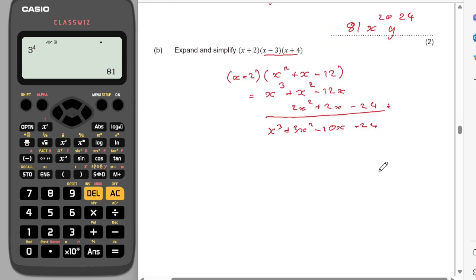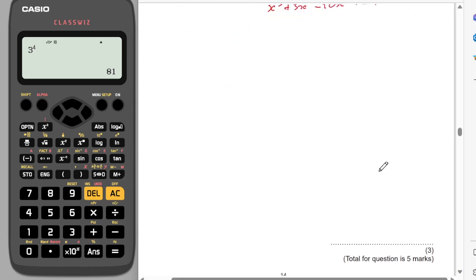There are other ways you can do that. Multiplying it out using a grid is absolutely fine. Very acceptable way of doing it. So x squared plus x cubed plus 3x squared minus 10x minus 24.